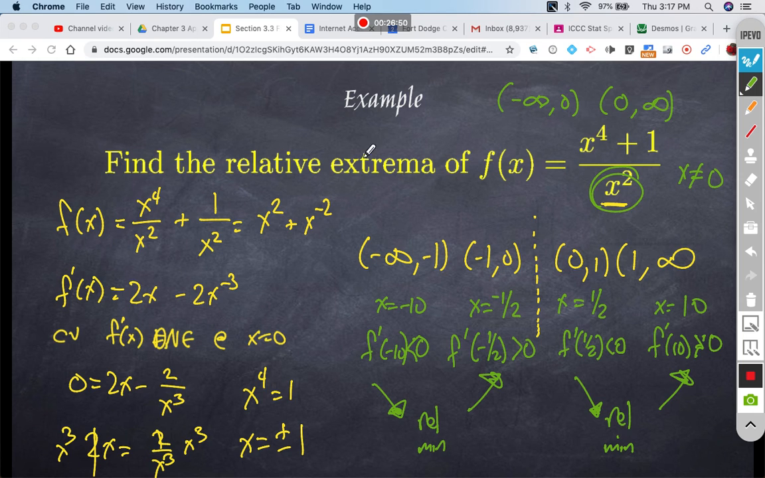And that can happen. So my relative extremas: we have relative minimums at x equals negative 1, which is actually the point negative 1, 2, and at x equals a positive 1, which is the point 1, 2. Which makes sense. If we look at this, it has even symmetry, so we should be symmetrical that way.